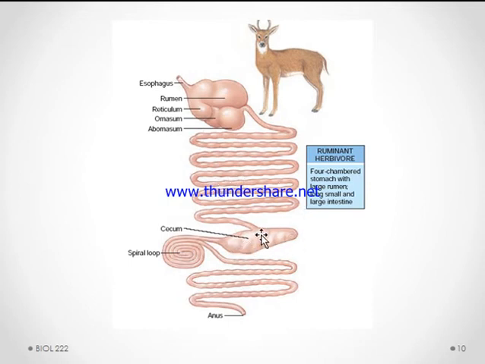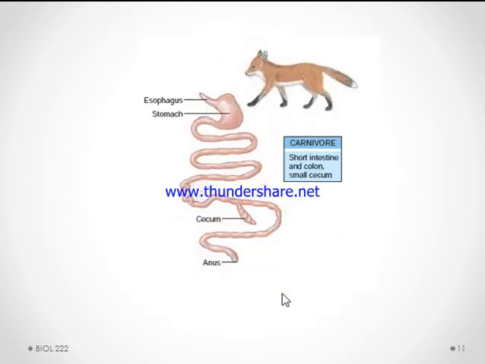They also have a cecum, which helps in cellulose digestion, because they have many cellulase-producing bacteria, and a spiral loop, and then there is a large intestine. If we talk about the carnivores, they generally have shorter intestines and a shorter colon, and they have a small cecum, which is not functioning much. So they have mouth, esophagus, stomach, small intestine, a small cecum, large intestine, and the anus.